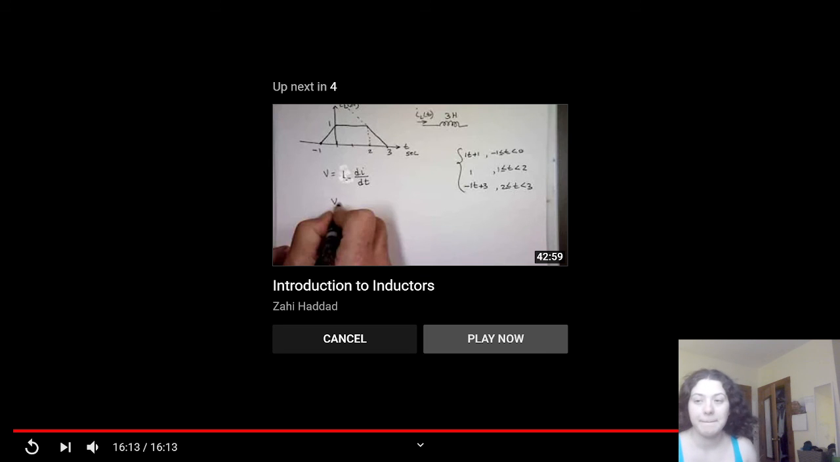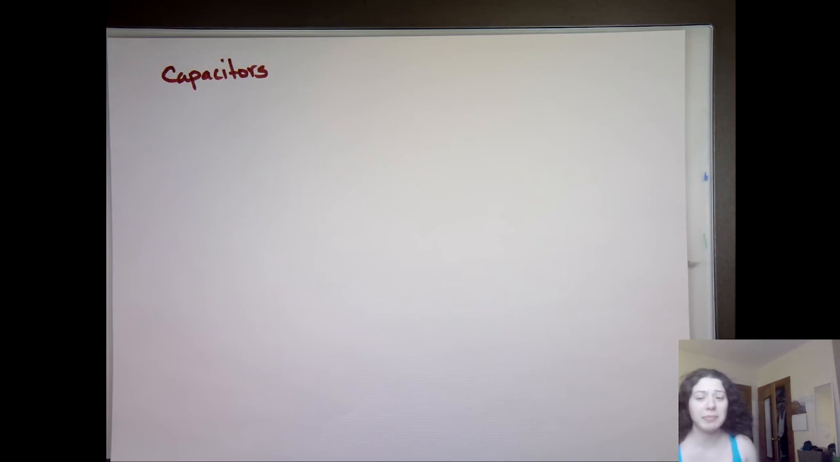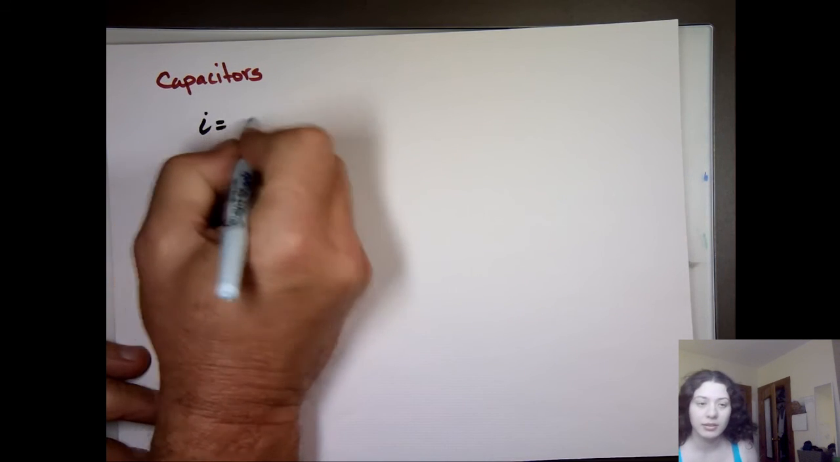Nice. Alright, I think I'm going to end the stream. Quick recap of capacitors: the current through a capacitor, I equals C.